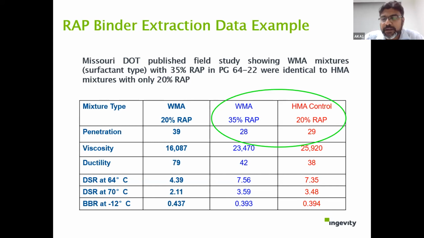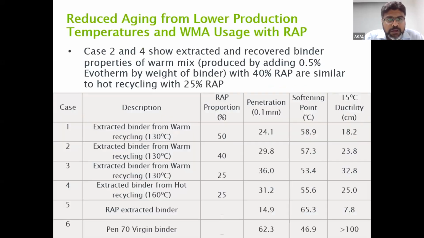So then you extract the binder, do a test on those binders and see what kind of properties. One of the Missouri DOT studies, one of PG grade, showed that warm mix asphalt with 35% RAP could give a penetration on the residual binder of 28, which was similar to what an HMA with RAP at 20% could give you. So here, it's again a case that was studied.